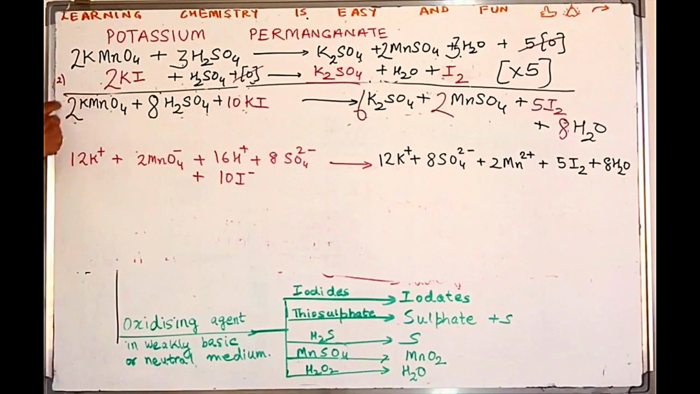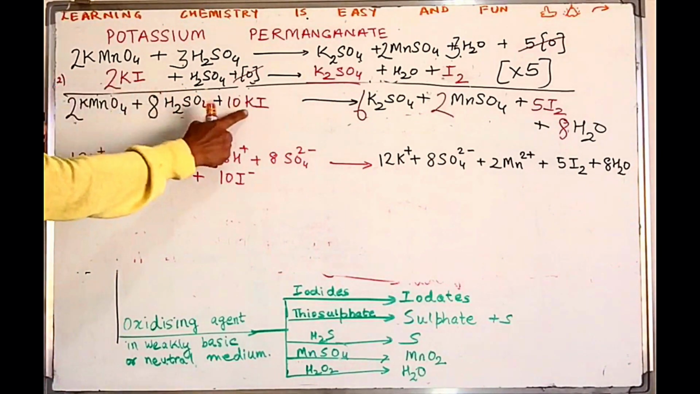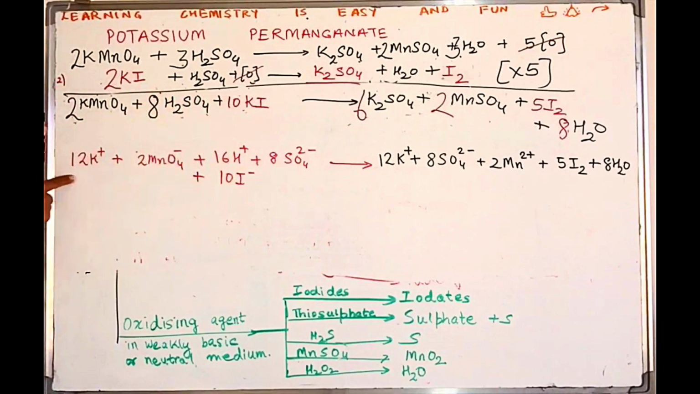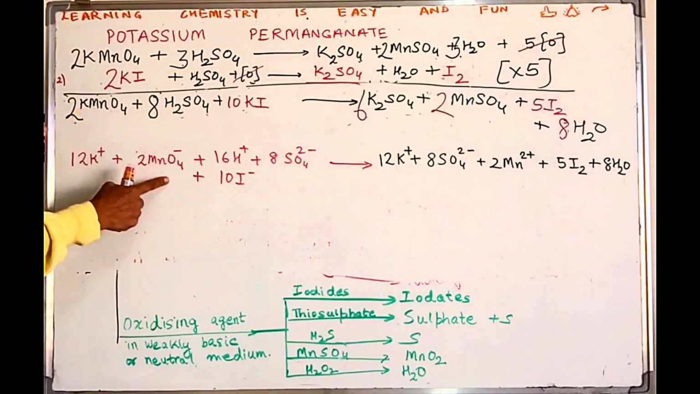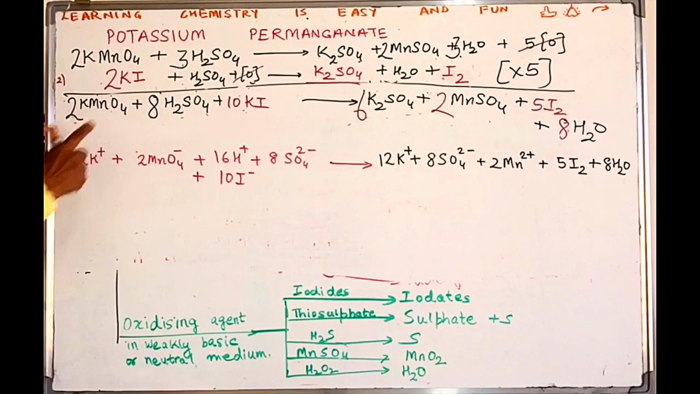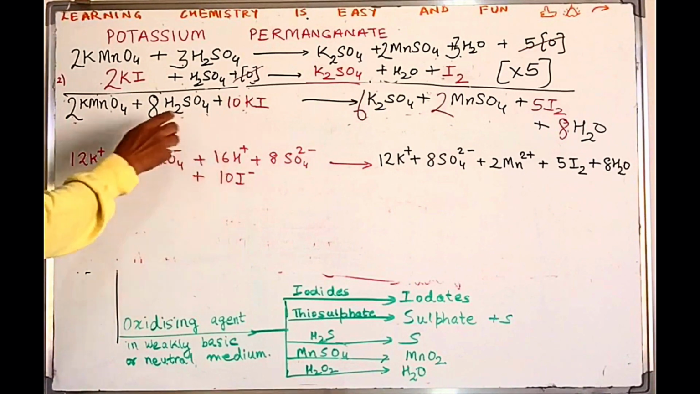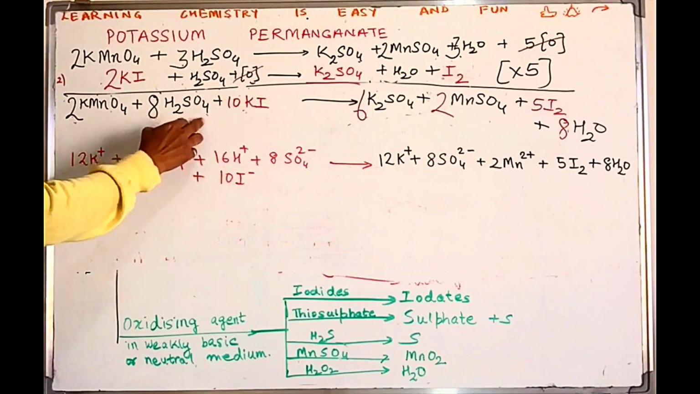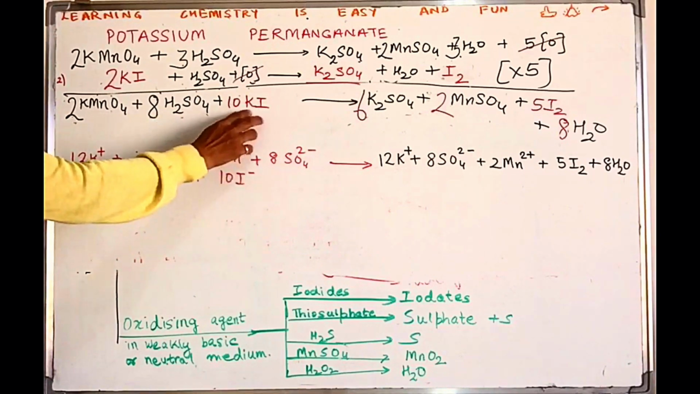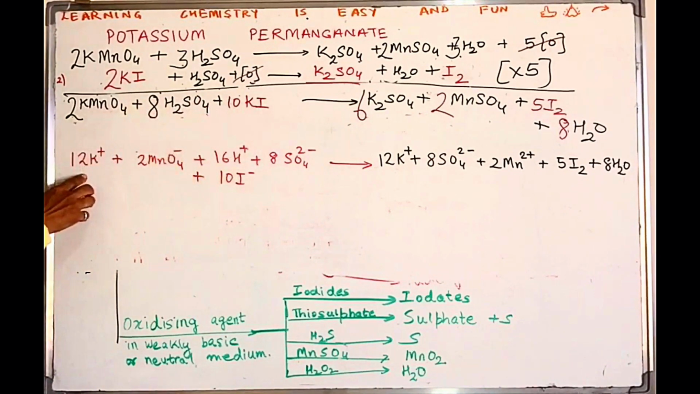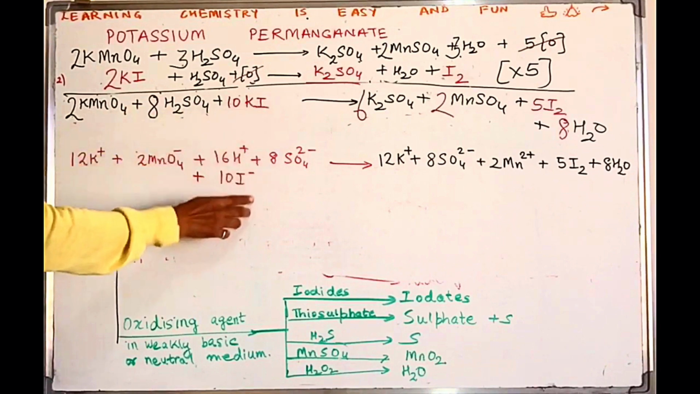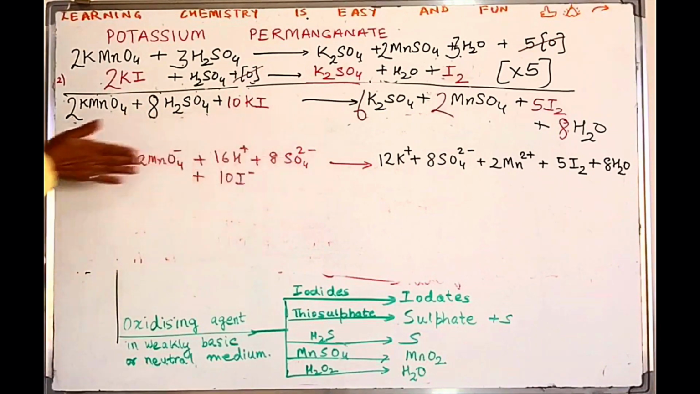So I've got 2 potassium ions and 10 potassium ions, which gives me a total of 12 potassium ions. 2 permanganate ions, because MnO4 negative is a single entity. 8 times 2, 16 H positive. Then we've got 8 sulfate ions. 10 potassium ions already accounted for. 10 iodide ions, right? So the left hand side I have written in red pen.